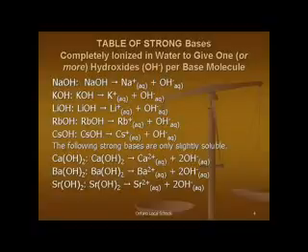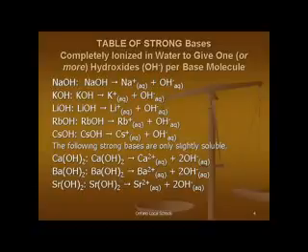Here is a table of strong bases, and a strong base we're just going to define as one that completely ionizes in water to give one or more hydroxide ions, or OH minus, per base molecule. Group 1 metal hydroxides are strong bases. Here you see sodium hydroxide, potassium hydroxide, lithium hydroxide, rubidium hydroxide, and cesium hydroxide.